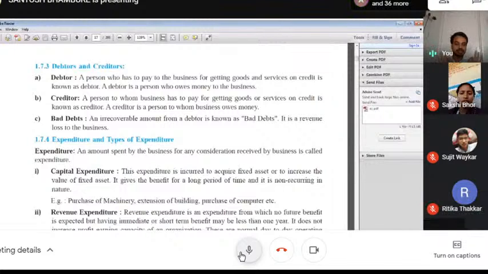Do you understand capital? Remember, capital means amount invested in the business by the owner. That is the simple meaning. Amount invested in the business by the owner. Anyone any doubt?